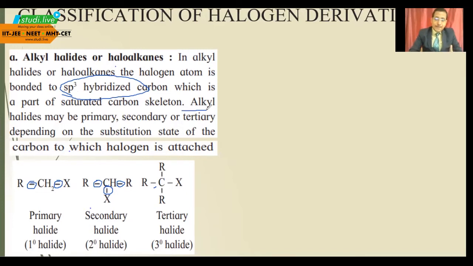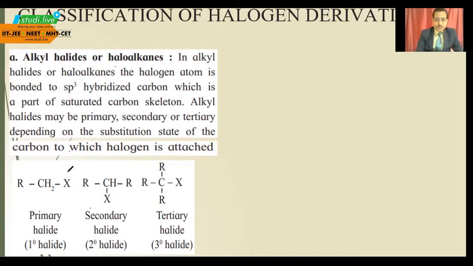मोनोहैलोजन डेरिवेटिव्स का पहला क्लासिफिकेशन मैं आपसे बात कर रहा हूँ. पहला क्लासिफिकेशन कौन सा है? अल्काइल हलाइड्स. और उस अल्काइल हलाइड्स में तीन सबटाइप्स हैं. कौन से तीन सबटाइप्स हैं? प्राइमरी अल्काइल हलाइड, सेकेंडरी अल्काइल हलाइड और टर्शियरी अल्काइल हलाइड. अभी प्राइमरी अल्काइल हलाइड किसे कहते हैं? प्राइमरी अल्काइल हलाइड कब होगा?